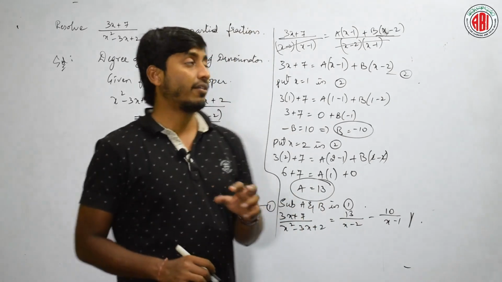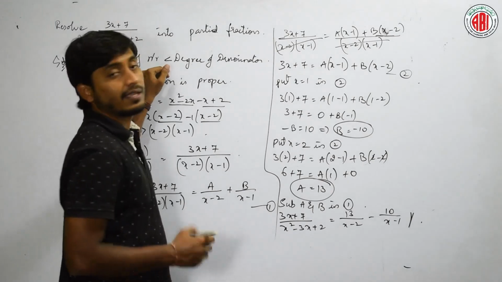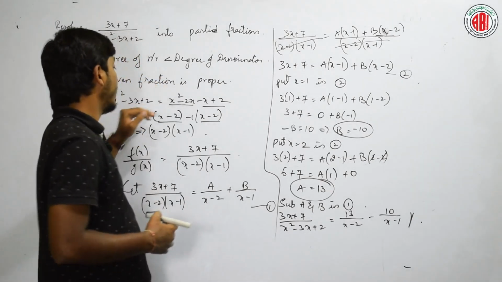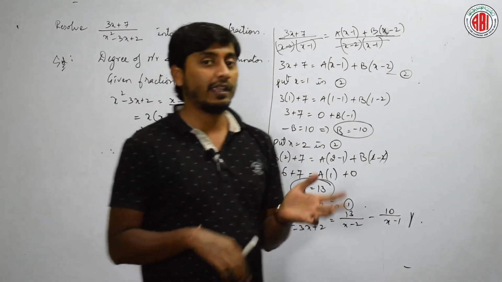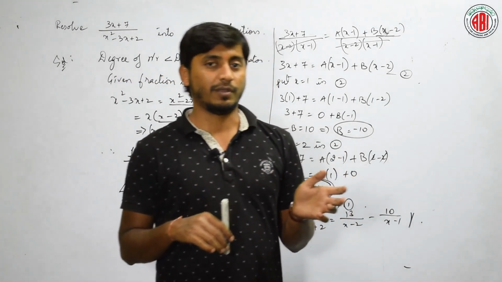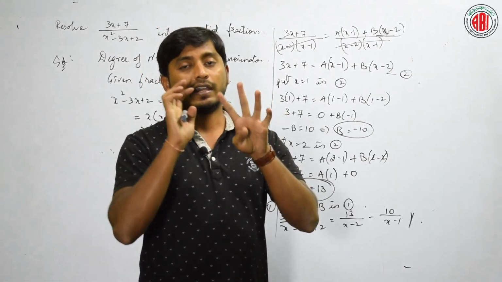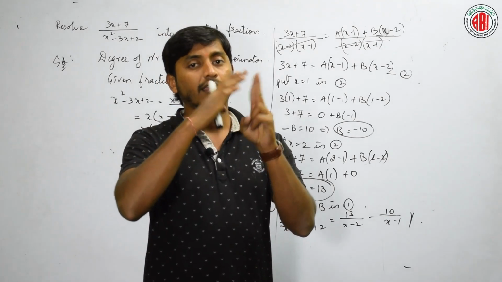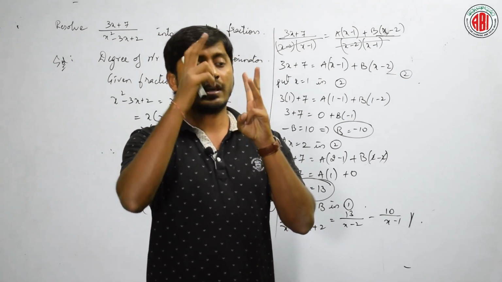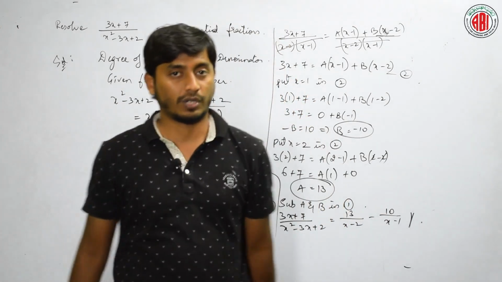What is the main thing we have to remember? First, we have to check whether it is proper or improper. Then, check whether the denominator is repeating, non-repeating, reducible, irreducible. Okay, 4 different kinds. If it is reducible, we will have repeating, non-repeating. If it is irreducible, we will have again repeating, non-repeating. 4 kinds. We are doing only the first 2 types.